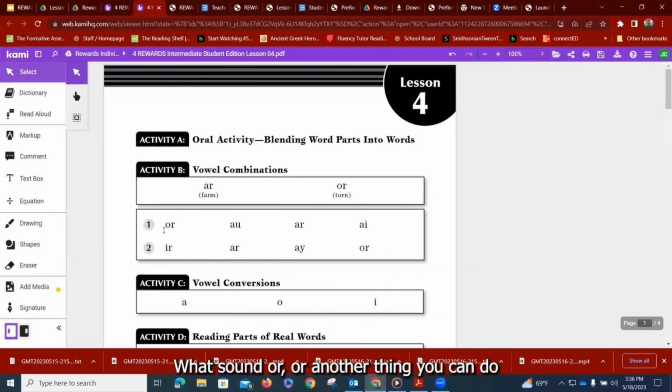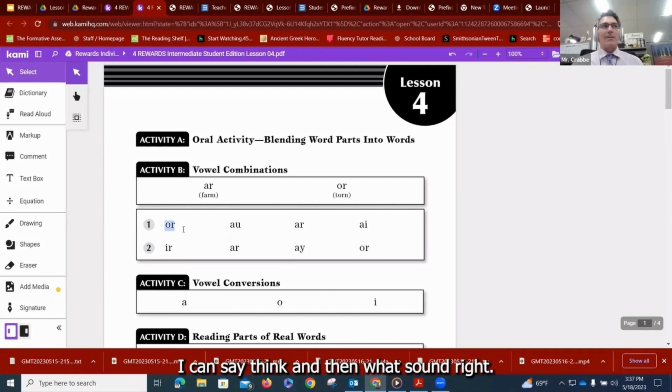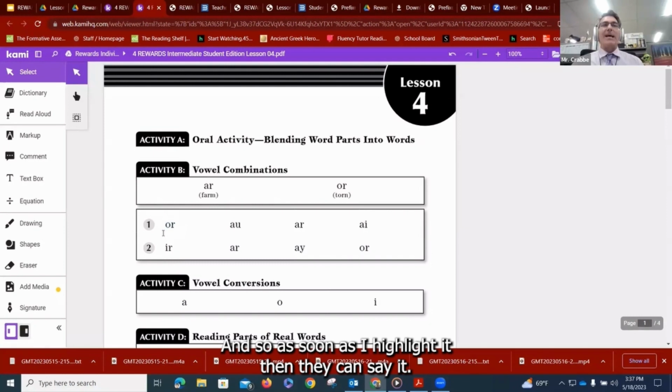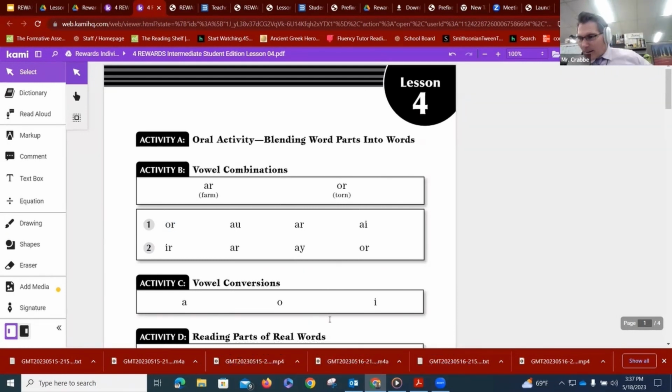Or. Another thing you can do if you teach the kids is that I can also say think and put the cursor right here, and then say what sound, and then I go across underneath, or I could highlight it like that. I can say think and then what sound, right? And as soon as I highlight it, then they can say it. So that's another thing. If you're actually using your display, you can do it that way.